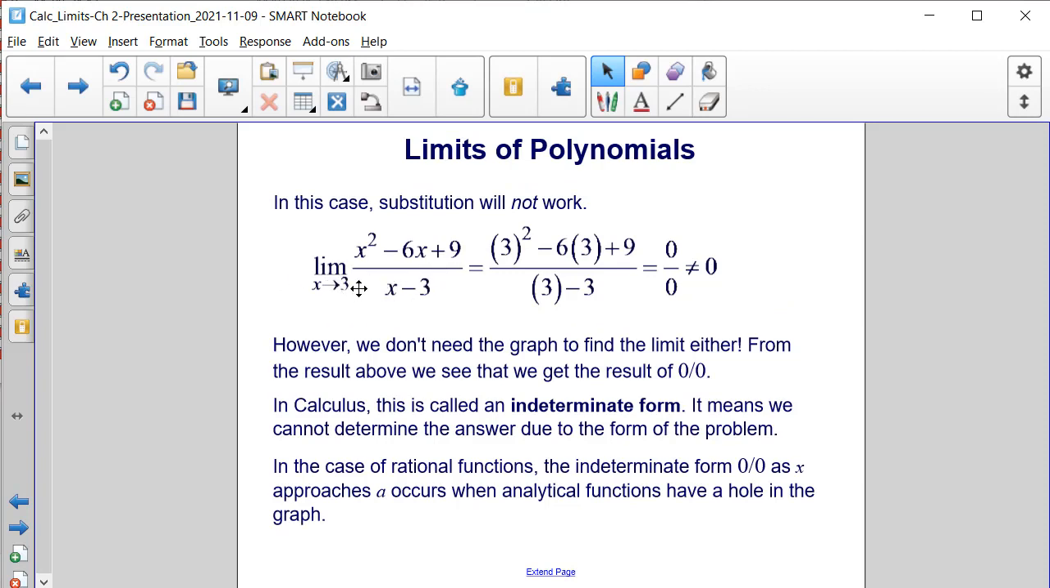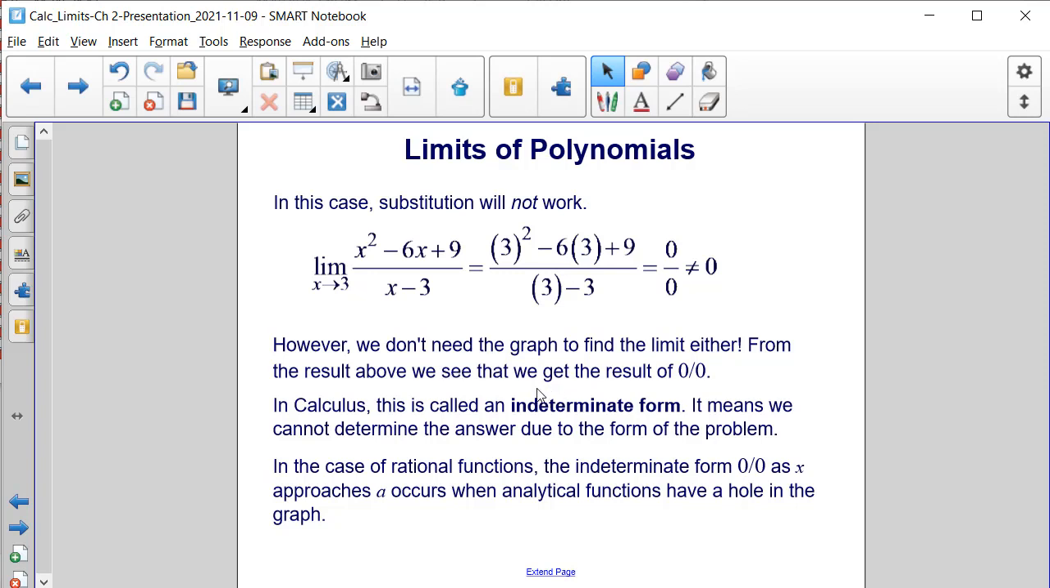We can clearly see with direct substitution, if we just substitute in there, we get 3 squared minus 6 times 3 plus 9, which is going to be 9 minus 18, which is negative 9 plus 9. That's 0. And 3 minus 3 is also 0. And that's not equal to 0. However, we don't need a graph to find this limit either.